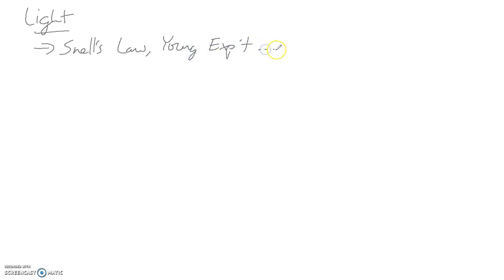that type of thing. So when we're looking at light, of course, is what we're sort of focusing on right now. And you guys have used Snell's law, you guys have done the Young experiment, all that type of stuff. You applied Huygens principle to the Young experiment. There's a whole bunch of things, the interference patterns, all that type of stuff.